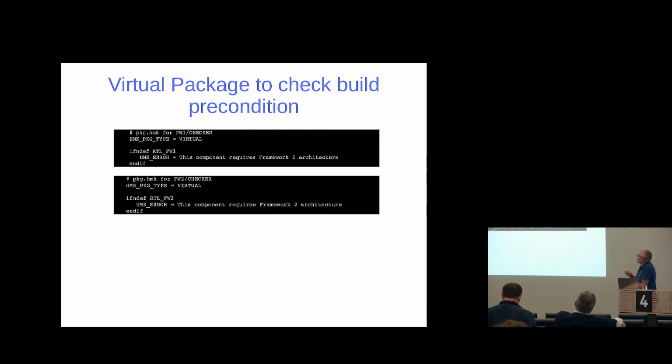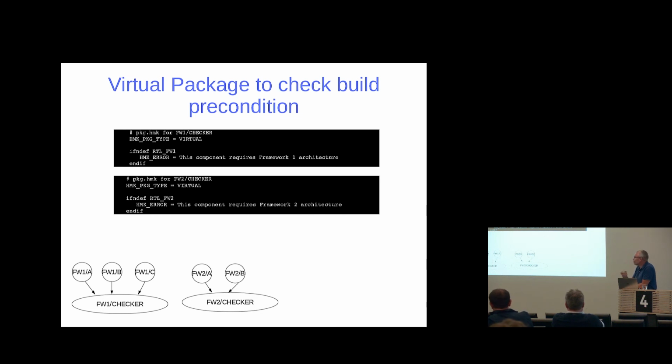Those two packages there are more or less the same, but you can see one is for framework 1, where we call it a checker, and it uses a conditional if not def RTL framework 1. And if that one is not set, we will issue an error. The other HiMake file is more or less the same. It just uses framework 2 instead of framework 1. So what we then do is all the framework 1 components or packages set up a dependency to the framework 1 checker. All the packages in framework 2 set up a dependency to the framework 2 checker.